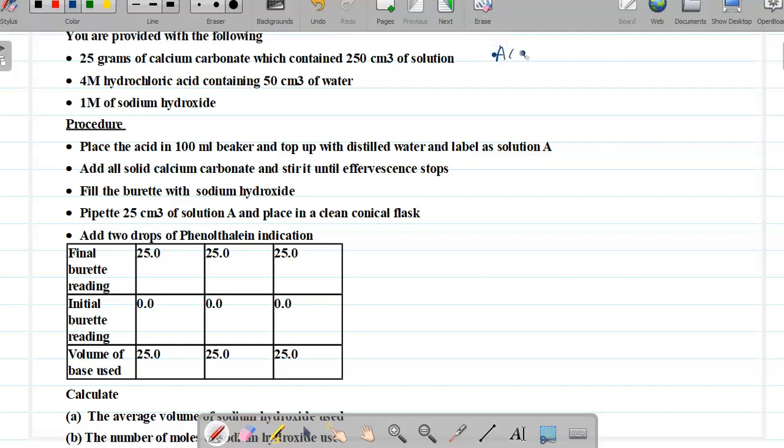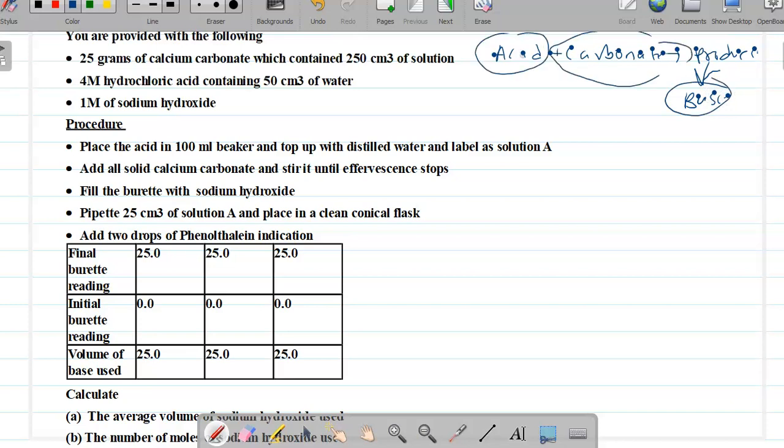Acid is first reacted with a carbonate, then the product formed is further reacted with the base. So we have three solutions: a base, an acid, and a carbonate. First we react the acid and the carbonate, then the excess acid that remains from the carbonate will further react with the base to form a new product. So that's what we call back titration. That's what we are dealing with today.